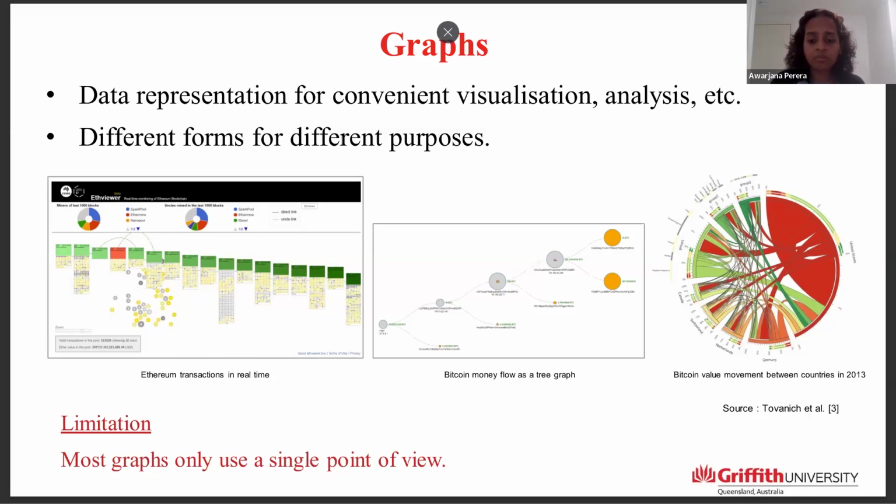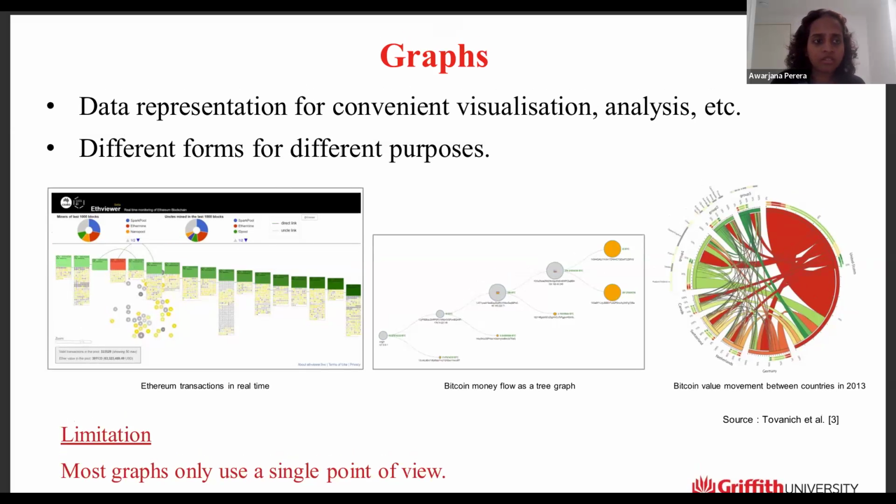These graphs serve different purposes and convey different insights. So the problem with these graphs is that if we want to use the same data to get a different insight, we'll have to start from the beginning because most of the graphs only use a single point of view. So that's one limitation in graphical visualization.